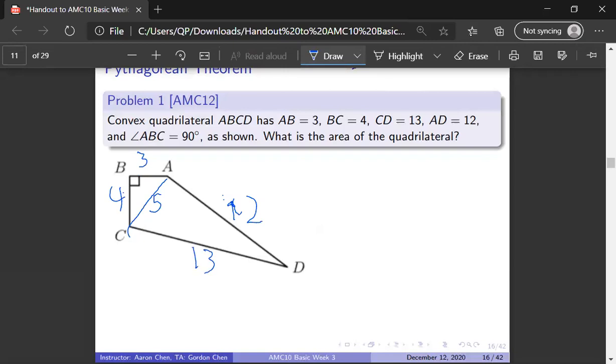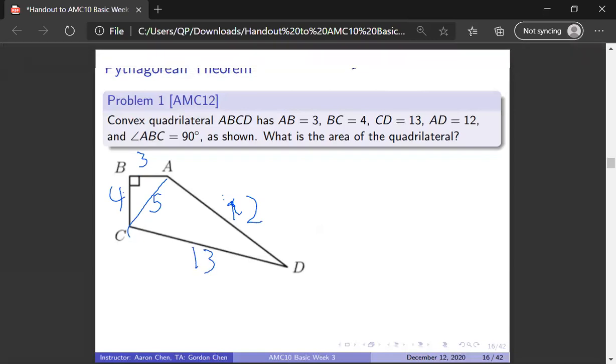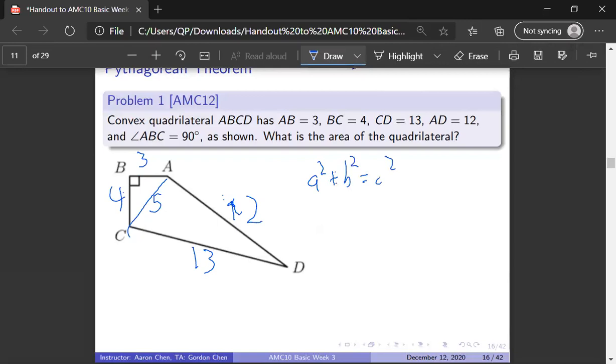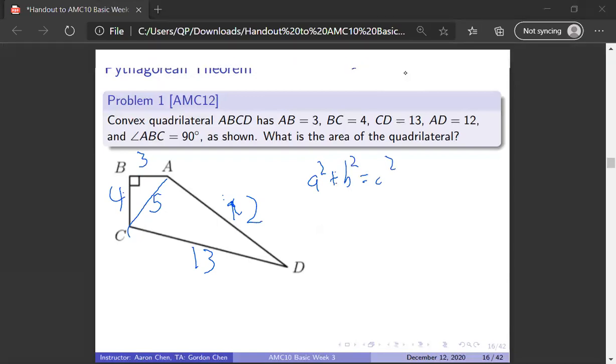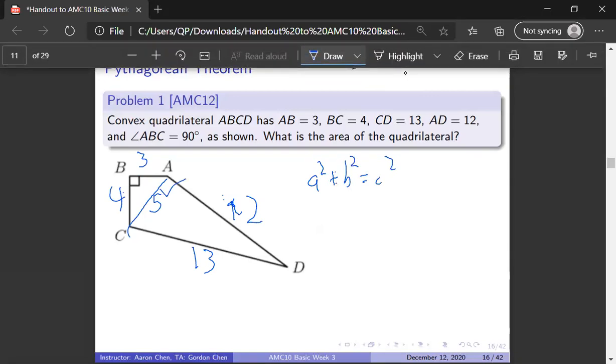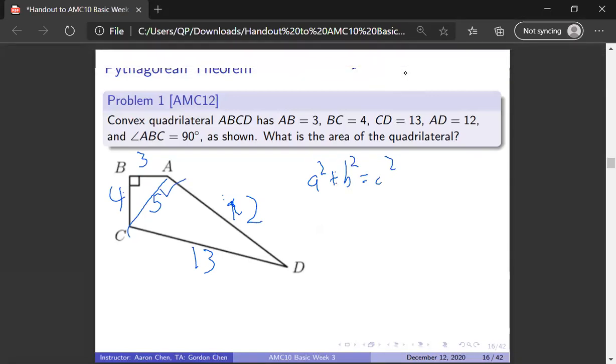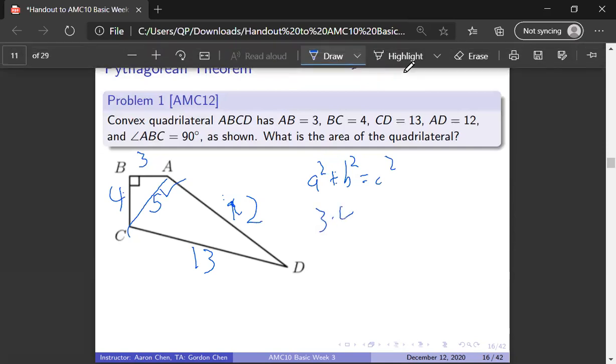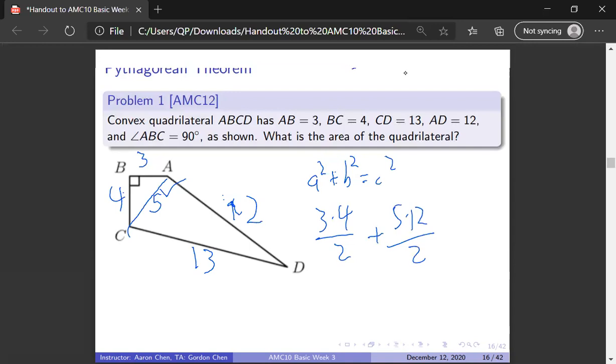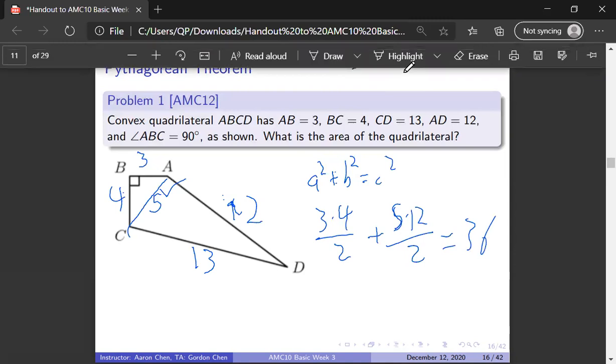And by the converse of the Pythagorean theorem, which basically says that if a squared plus b squared equals c squared, then it forms a right triangle, you have that this is a 90-degree angle as well. And so the area of the quadrilateral is 3 times 4 over 2 plus 5 times 12 over 2, which is 36. All right, are there any questions?